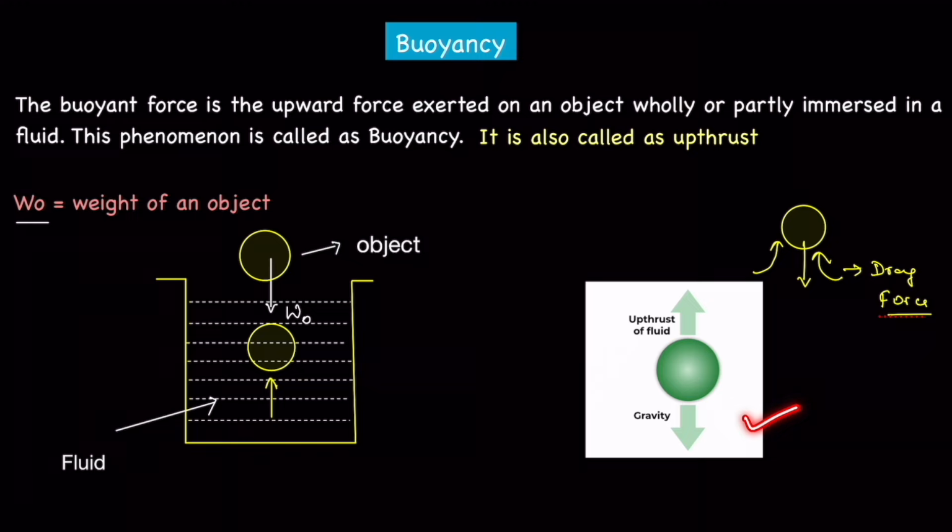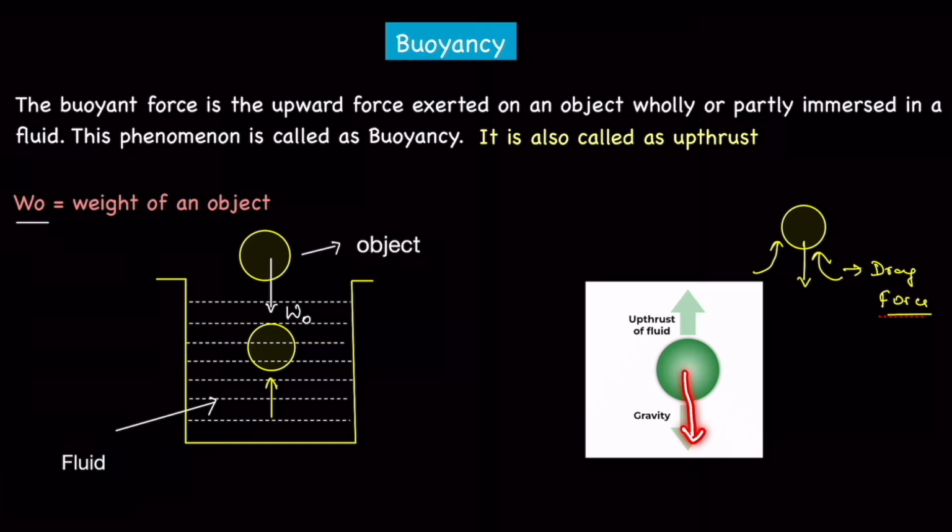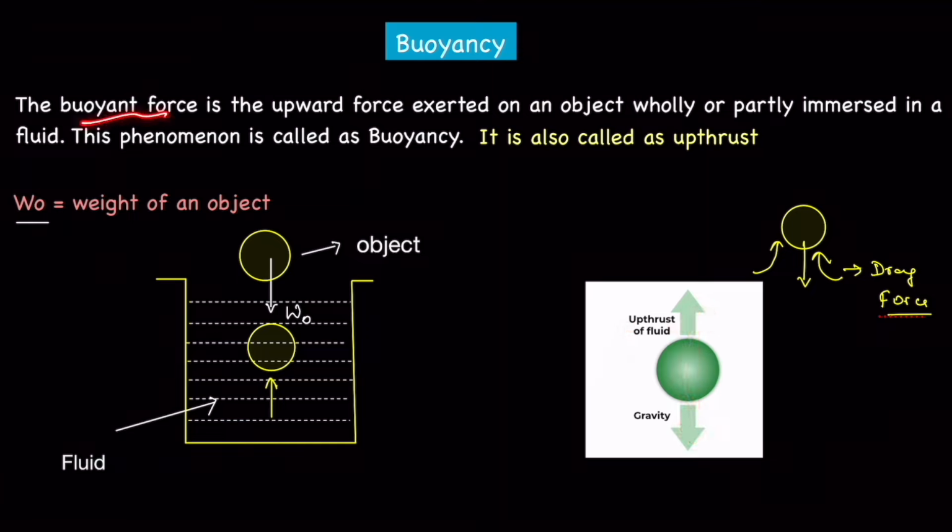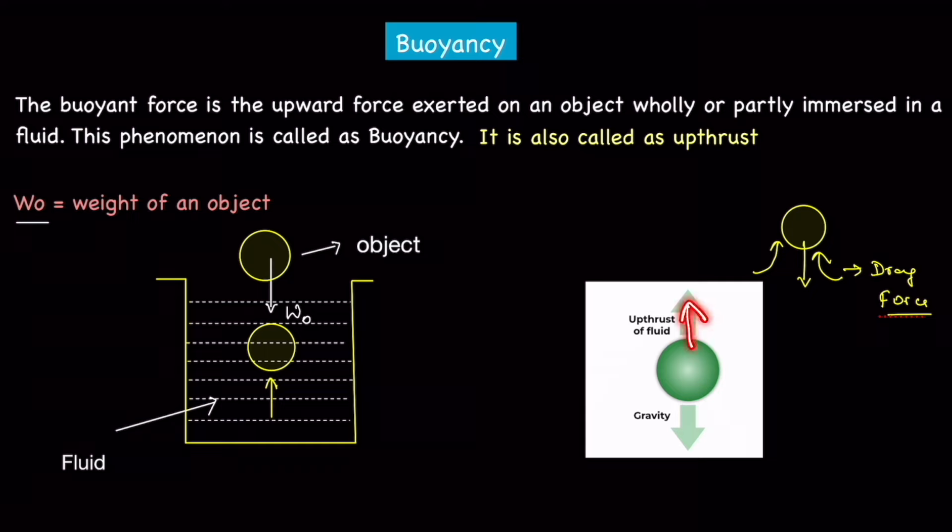By this figure you can understand easily: the body has a gravitational force which pulls it down, but the fluid will oppose that force, so that's why an upward force is acting on the body. This is called upthrust or buoyant force. This phenomenon is called buoyancy. You might think that when this upward buoyant force pulls the body upward, then how does the body sink or become immersed inside the fluid?